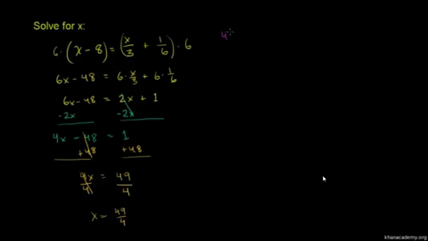So we have 49 over 4 minus 8 should be equal to 49 over 4, over 3, plus 1 over 6. So let's see what we can do here. Well, like we did before, we can multiply both sides of this equation by 6. That'll help simplify a lot of the fractions here.